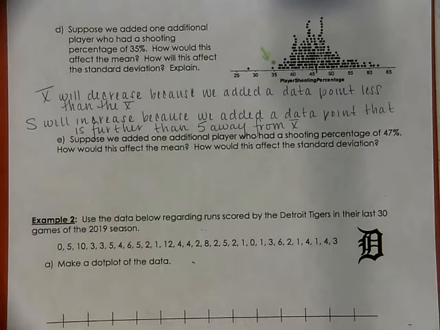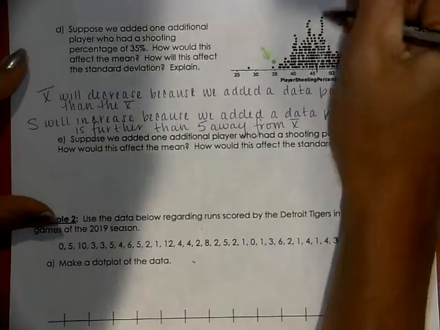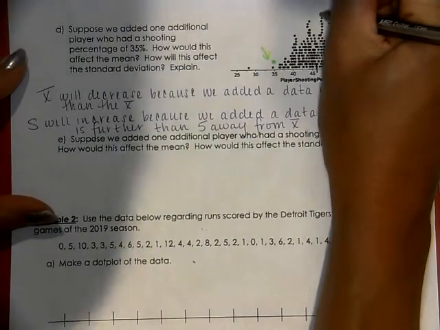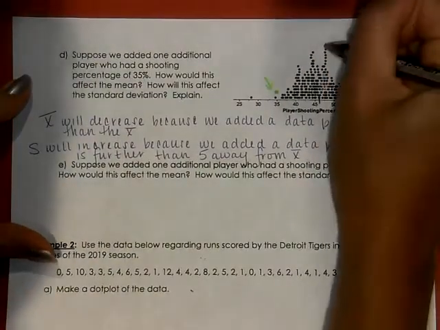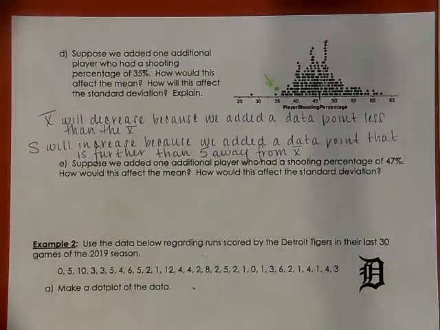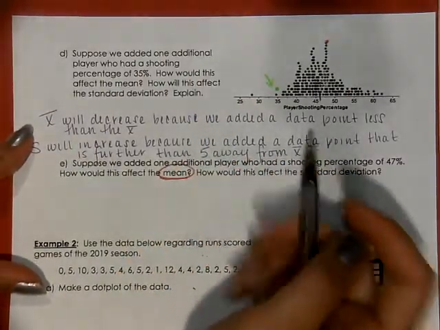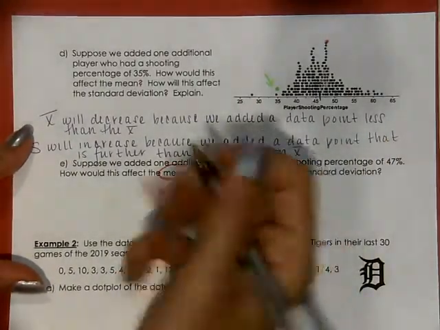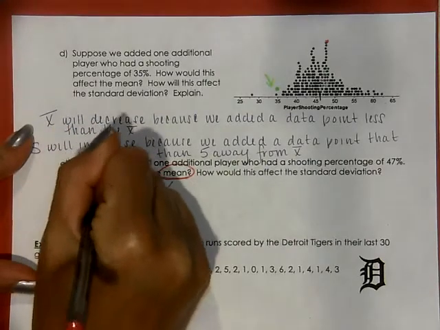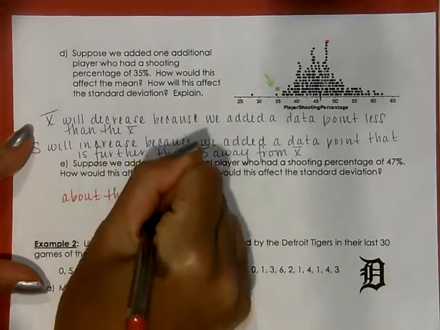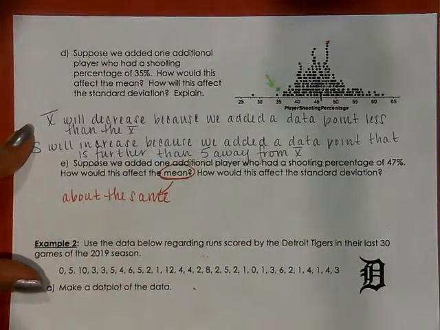So suppose we added one additional player who had a shooting percentage of 47%. How would this affect the mean? How would this affect the standard deviation? So if we added them and theirs is at like 47%, so maybe like right here, how is this going to affect your mean? Well, your mean is going to be right about the same, because you're adding a data point so close to the mean.